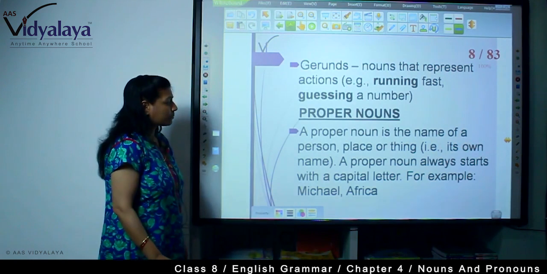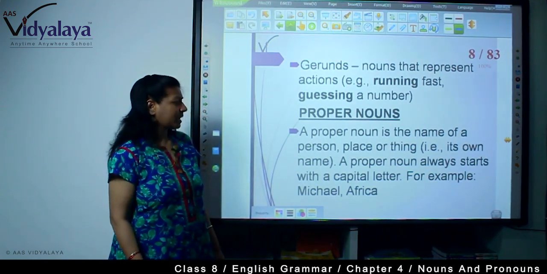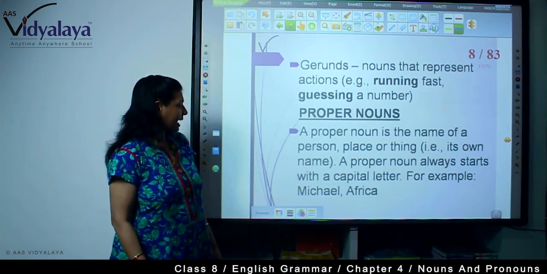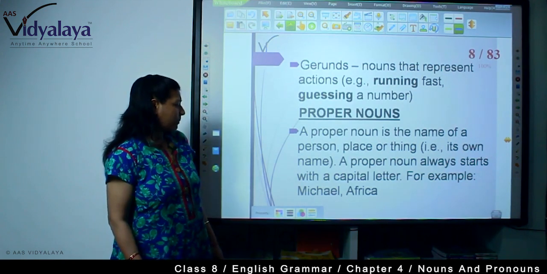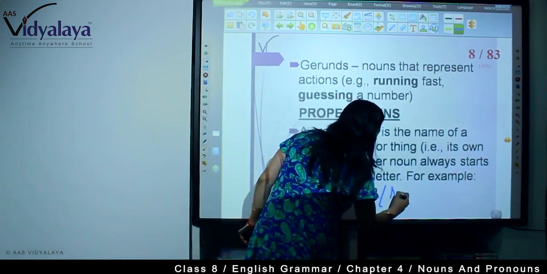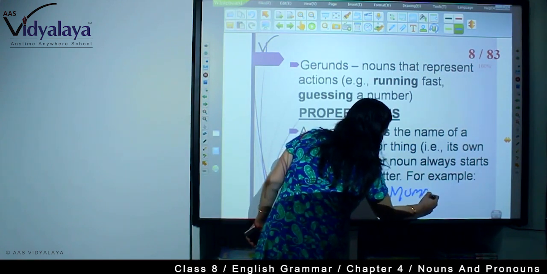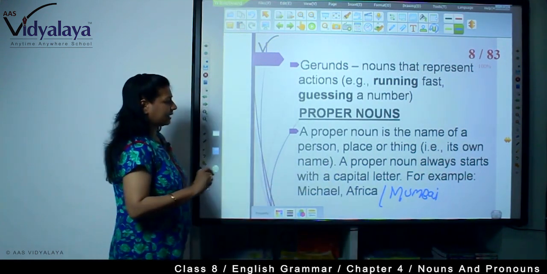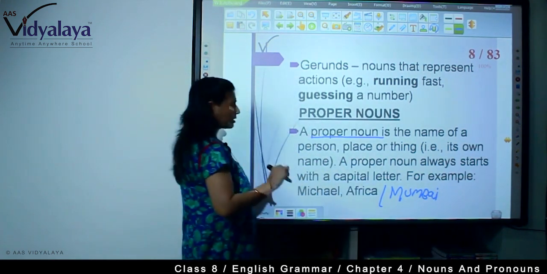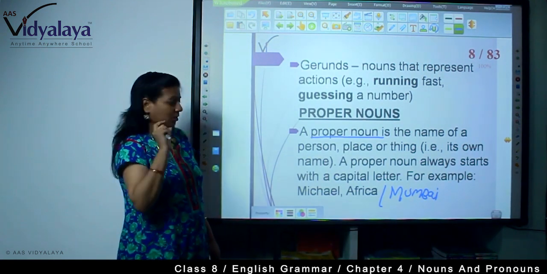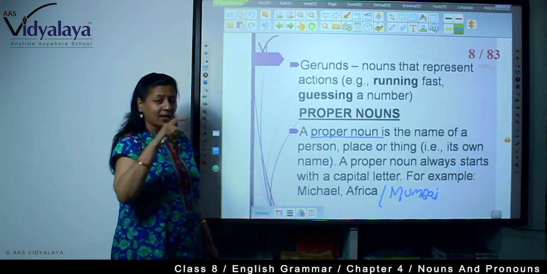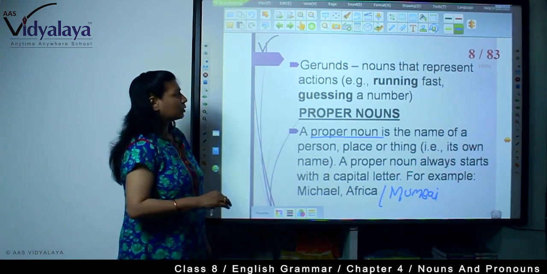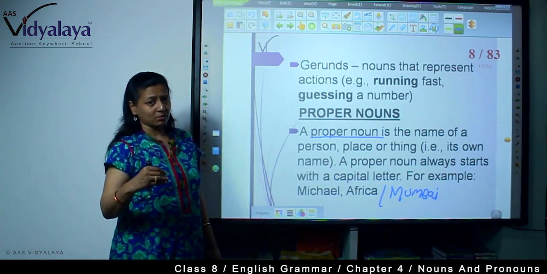Now, proper nouns. A proper noun is the name of a person, place or thing that is its own name. A proper noun always starts with a capital letter. For example, Michael, Africa, Mumbai. So in this way, with a proper noun you always have to start with a capital letter, and in common noun, if the sentence starts with that common noun only, then the first letter will be capital. So you have seen so many types of nouns.